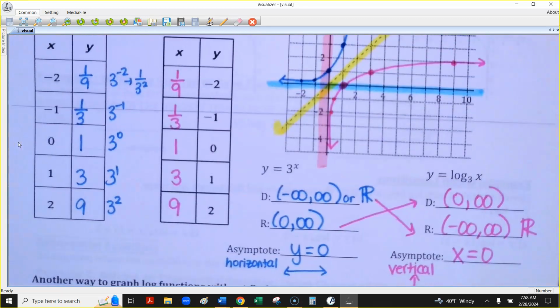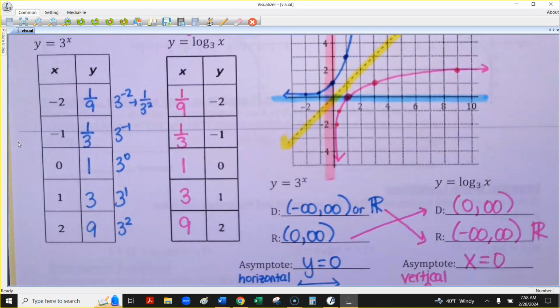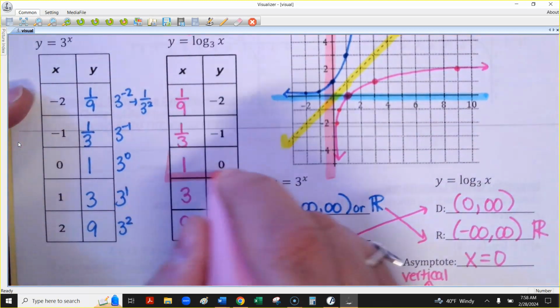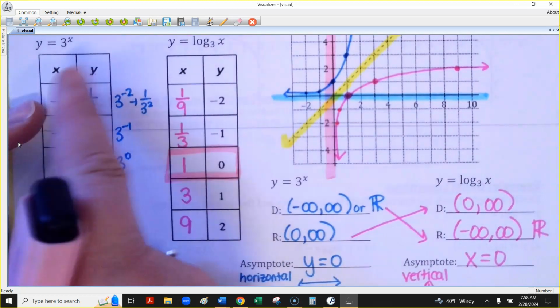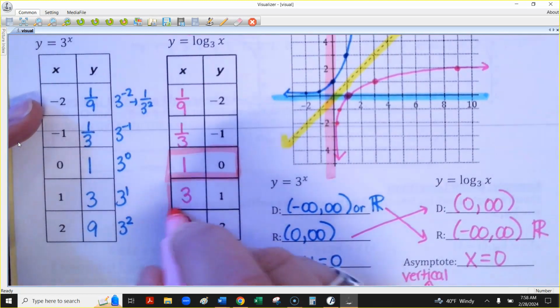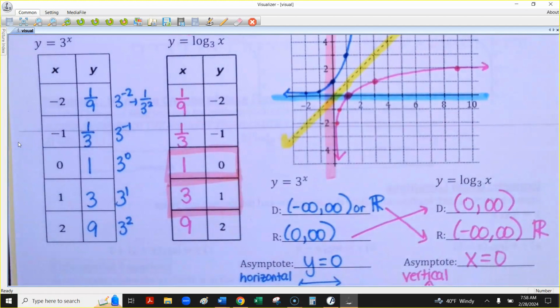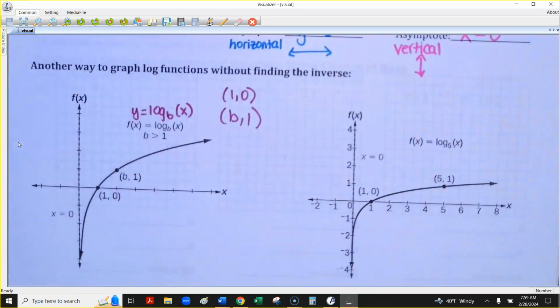This goes through the point (1, 0), like we did all by hand. And it also goes through the base of this log we did up here, which was base 3. It goes through the point (3, 1). Those are going to help you get a good idea of these graphs when we have to shift them. But they always go through the point (1, 0) and then (whatever the base is, 1).